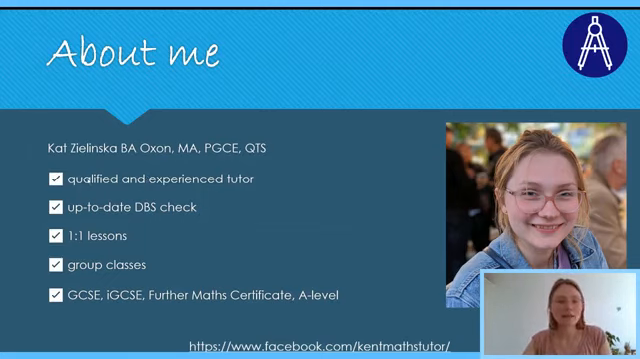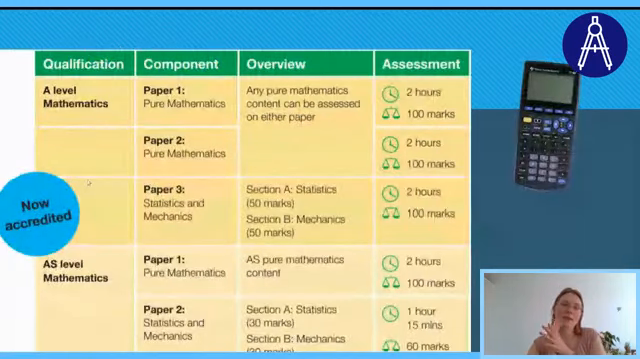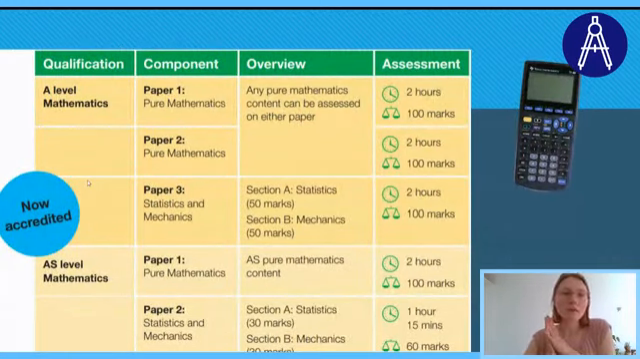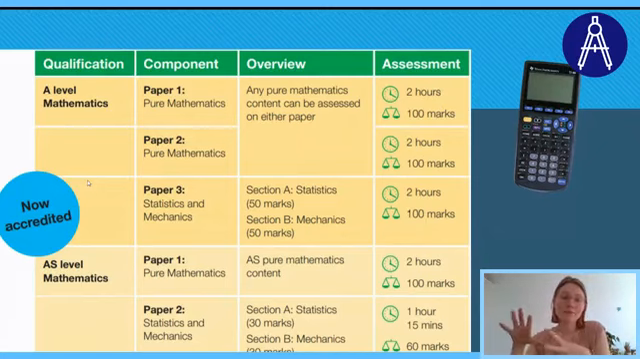Okay, let's get going. So let's have a look at the assessment itself first. As you can see, there is an A-level mathematics qualification. There is also an AS level mathematics qualification, and they are separate. In the past, you would do AS and then you would do A-level next year, and AS would count towards A-level. It doesn't happen anymore. They are two different qualifications.